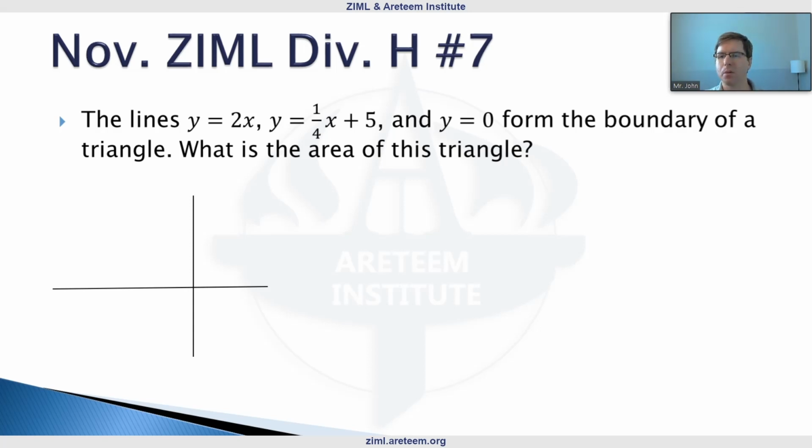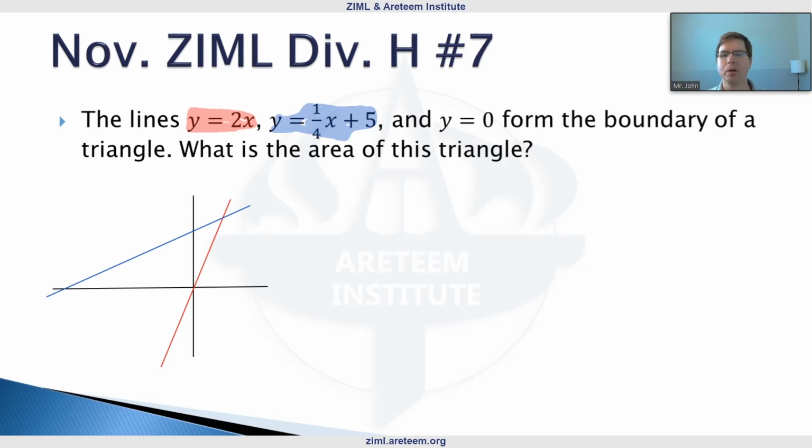So first of all, we want to at least get a rough idea what our triangle and therefore what our lines are going to look like. We don't need a perfect picture, but right, we know y equals 2x is a line with slope 2. This goes through the origin at 0, 0. If we look at our next line, y equals x over 4 plus 5, that line has a slope of 1/4. It has a y-intercept of 5. So that's going to look something like this here, right? Graph might not be to scale, of course, things like that.